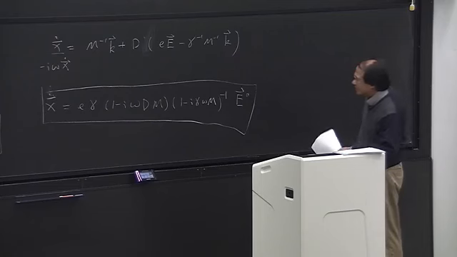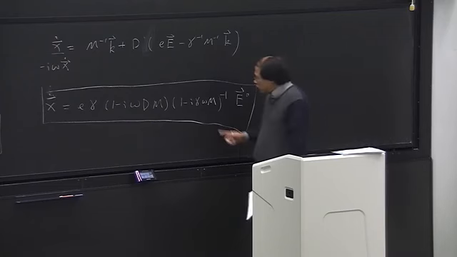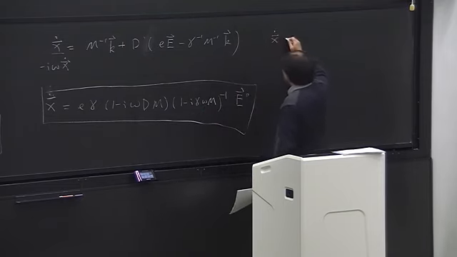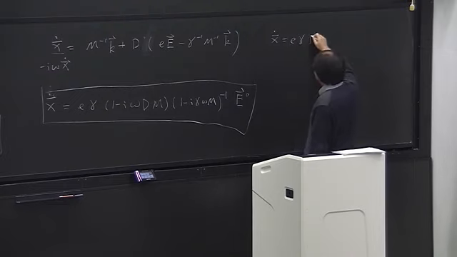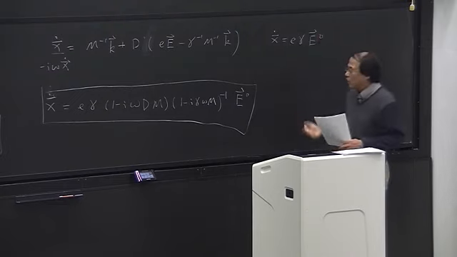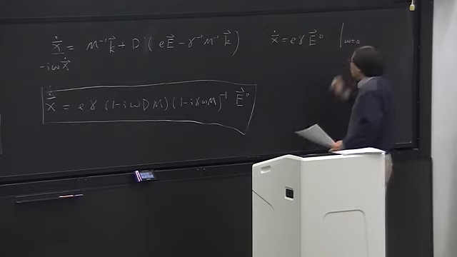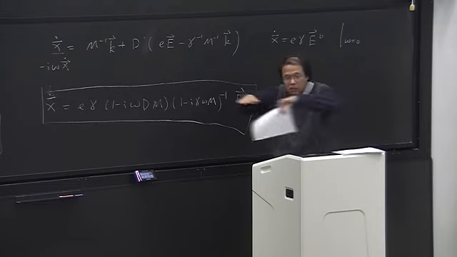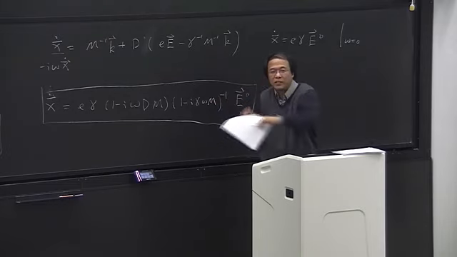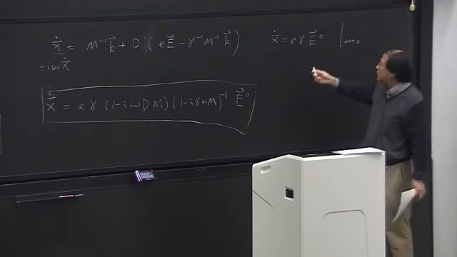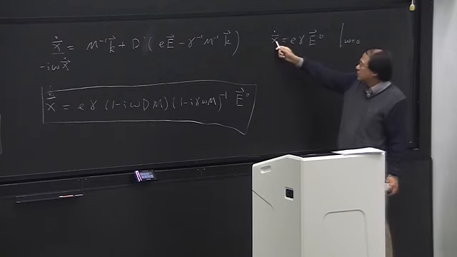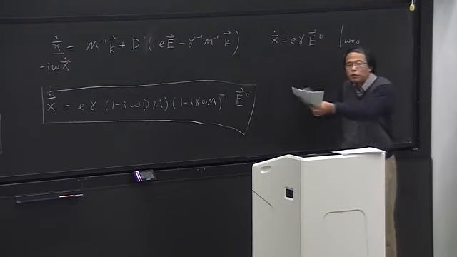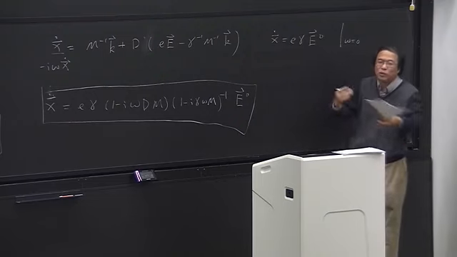So let's look at when omega goes to zero. If omega goes to zero, this x dot is equal to E gamma E. When omega goes to zero, that is the DC case. We don't have an oscillatory field. We just have a constant electric field, and we keep driving it. And because of friction, the particle reaches some kind of final velocity, where the friction force and the electric force balance.